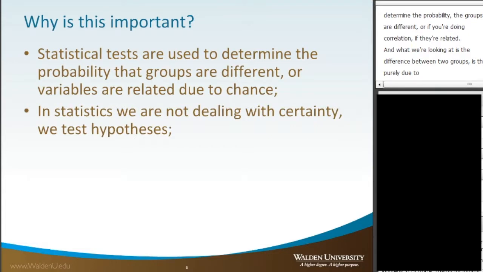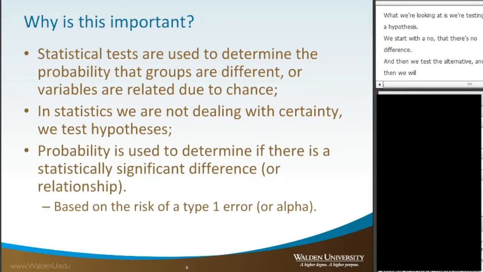Okay, what we're not dealing with in statistics is certainty. We're never proving anything. We don't know for sure. What we're looking at is we're testing a hypothesis. We start with a null, that there's no difference. And then we test the alternative, and then we will either reject or fail to reject that null hypothesis.